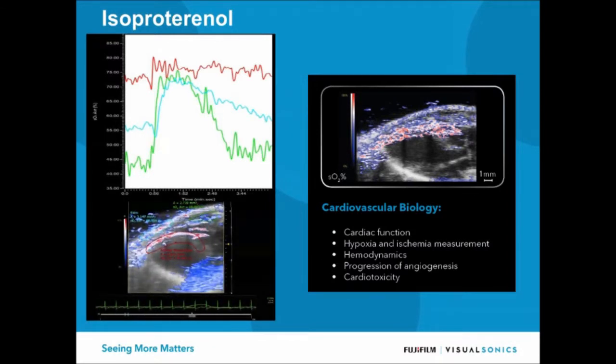But the nice thing about this is that we're actually using a pharmacological manipulation to see different effects in peripheral vasculature versus vasculature which is in the myocardium.